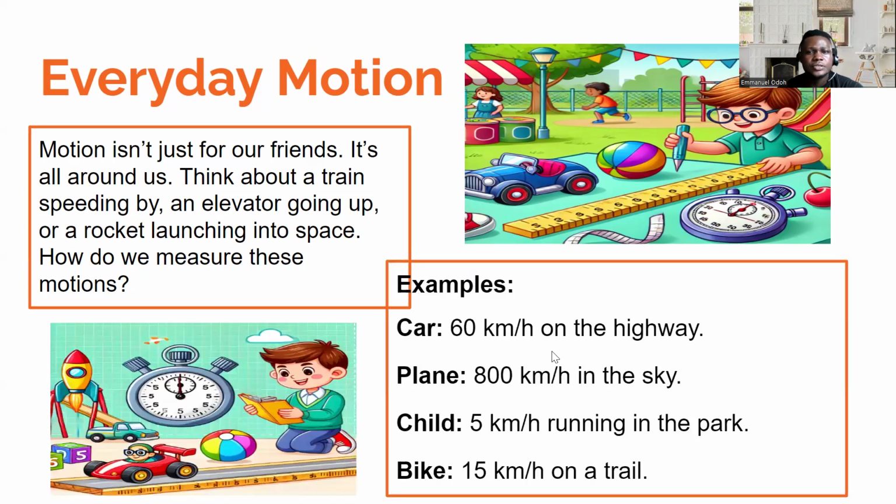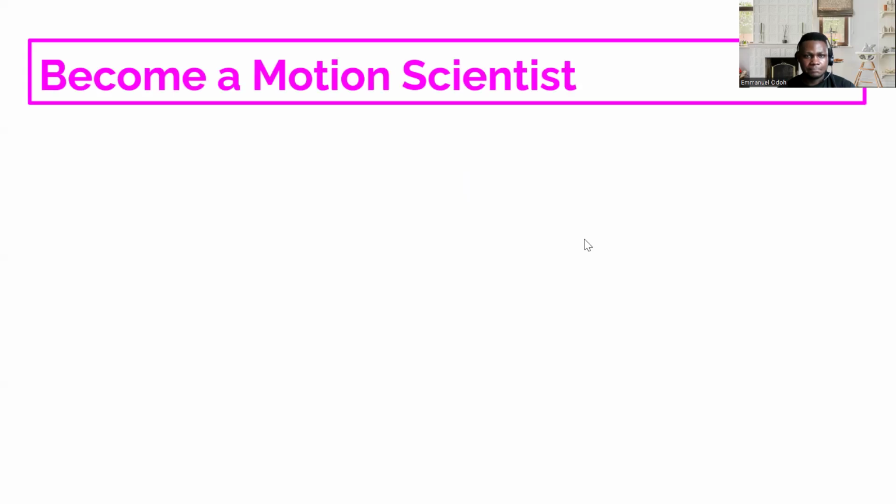So examples: a car can move at 60 kilometers per hour on the highway. A plane can move at maybe 800 kilometers per hour in the sky. That's very high. A child can move at 5 kilometers per hour running in the park. A bike can move at 15 kilometers per hour on a trail. So these are different speeds for different activities.